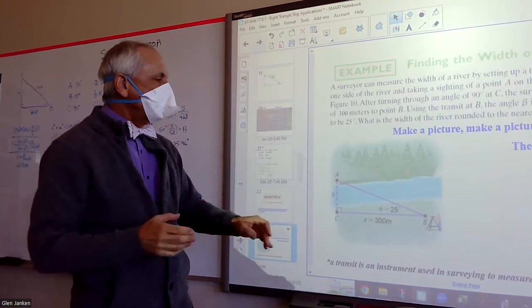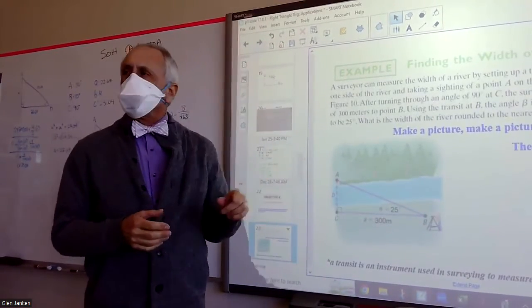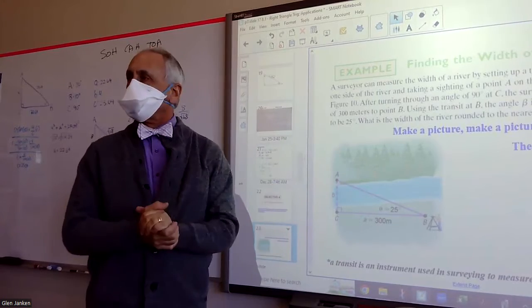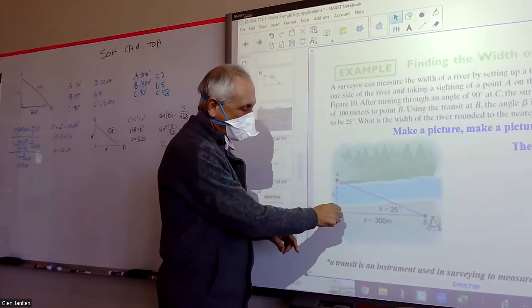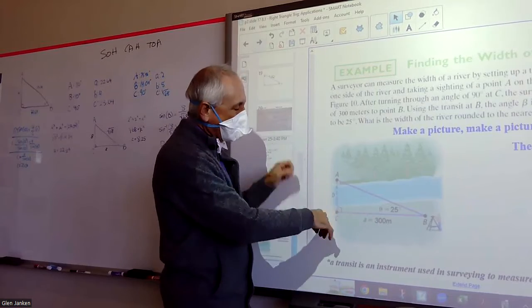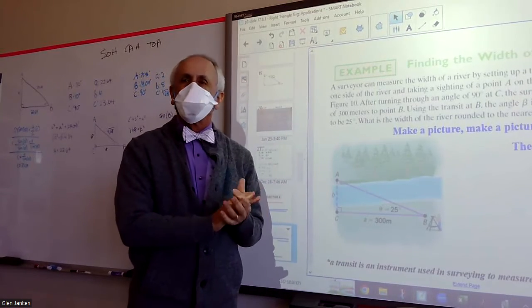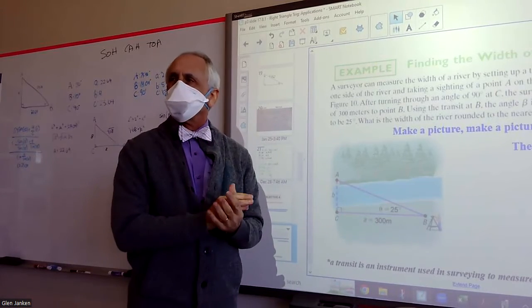So this guy over here does not want to get wet, but he wants to know how wide the river is. And one way he could do it, he could take a tape measure, stick it in his mouth, stop at one end of it here and then swim across and find out what the width of the river is, but he doesn't want to get wet, or he doesn't want to die because the river's flowing too fast or whatever.